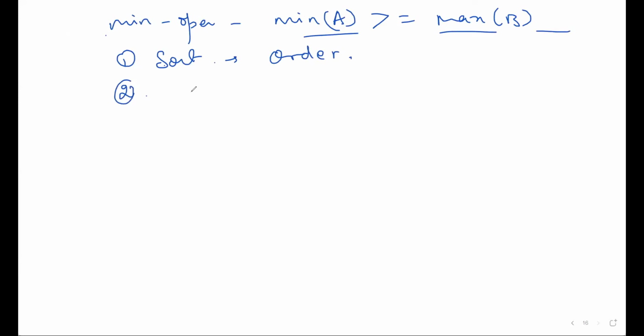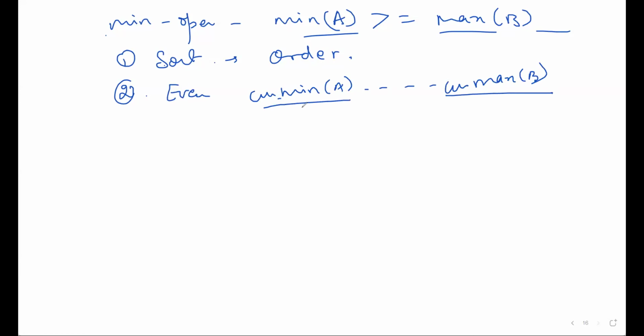What is the second task? You will check for every value from the current minimum of A till the current maximum of B. You will check for every value in between because these are your options. Now for each of these values, suppose x is the value currently. You want the minimum element of A to be equal to x.